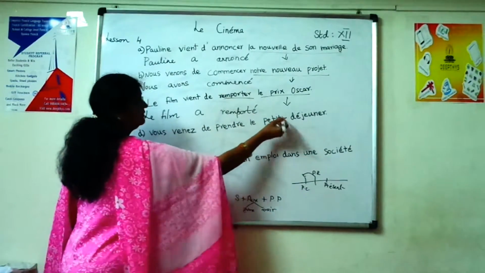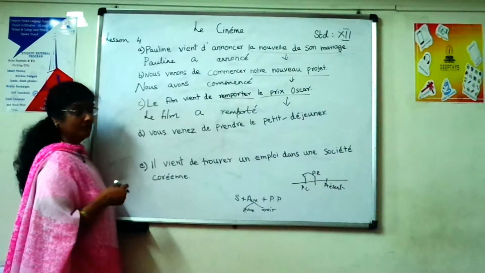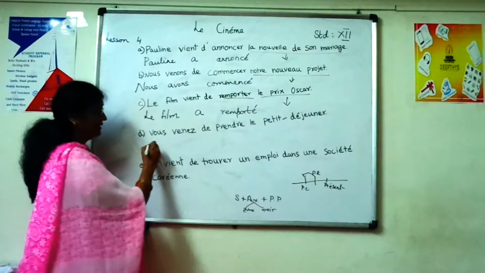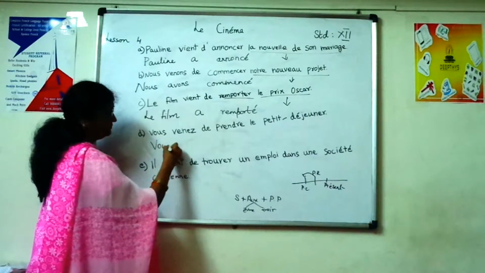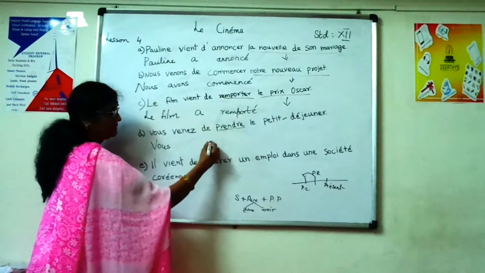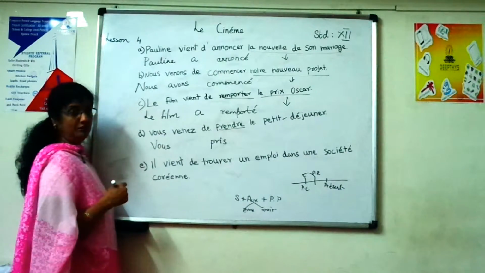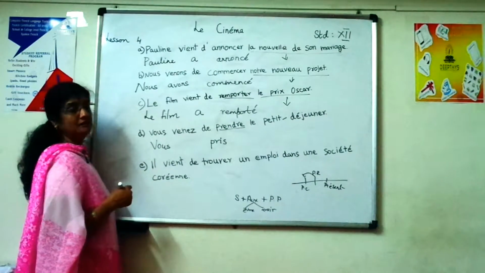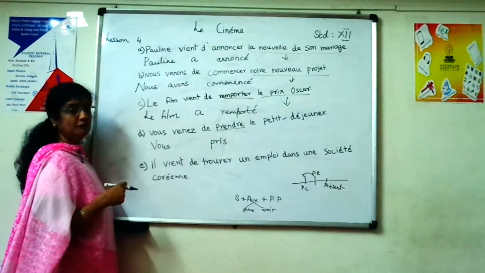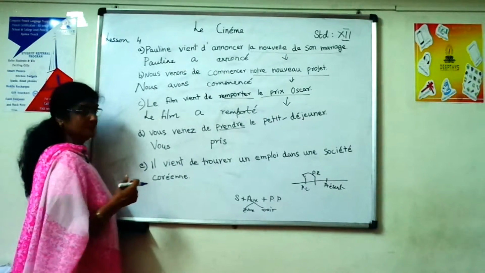Vous venez de prendre le petit déjeuner, which means you just took breakfast. Now this we are going to make into passé composé. Subject is vous. Verb is prendre. Prendre, past participle, is pris. Prendre is an irregular RE verb. And for irregular verbs, you will learn by heart the past participle. It becomes pris. And prendre is not one of the verbs of Dr. Mrs. Van Patten.